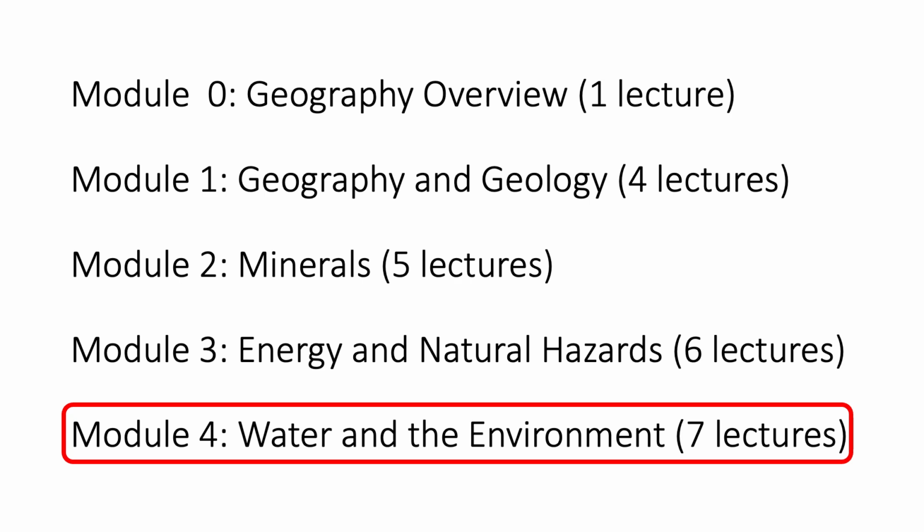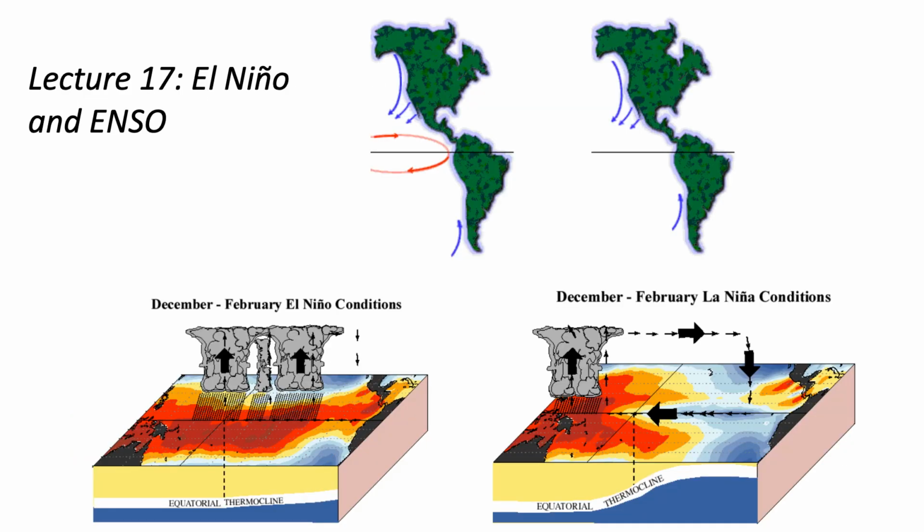and the environment. First is a lecture on the coupled oceanographic atmospheric phenomenon called El Niño, also known as El Niño Southern Oscillation, or for short ENSO, E-N-S-O. This lecture also lets us explore the link between the trade winds, ocean currents, nutrient supply, and the marine food chain.